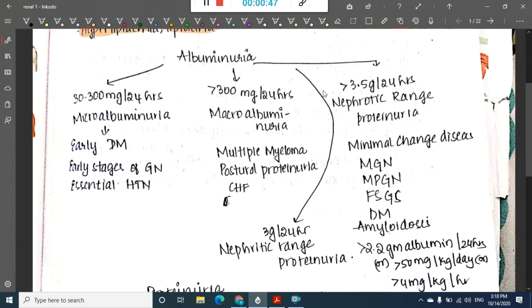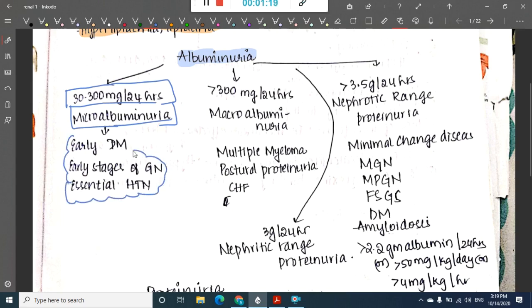So if you see albuminuria, it can be divided into 3 main parts. Whenever the albumin is between 30 to 300 milligram per 24 hours, then we call it as microalbuminuria. This microalbuminuria is seen in early diabetes mellitus, early stages of glomerulonephritis, and early stages of essential hypertension.